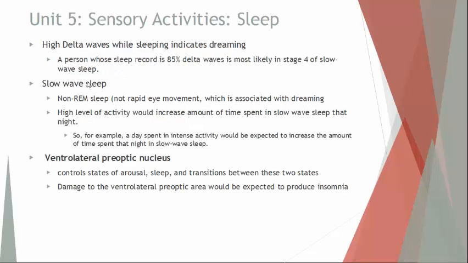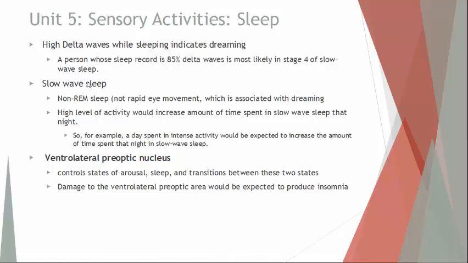Next unit we'll talk about, unit number 5, sensory activities, especially in regards to sleep. Now, sleep is, of course, incredibly important to a person's overall health. Even though your body in general may be at rest, your mind definitely is not. There are several things going on with the various stages of sleep. And there are a variety of different waves that are included with the brain activity. Alpha, beta, theta, gamma, and delta.